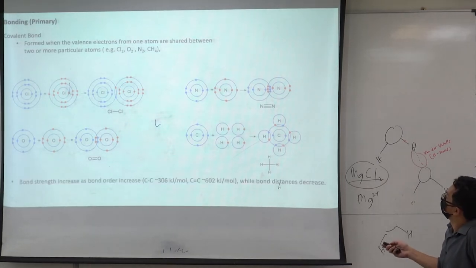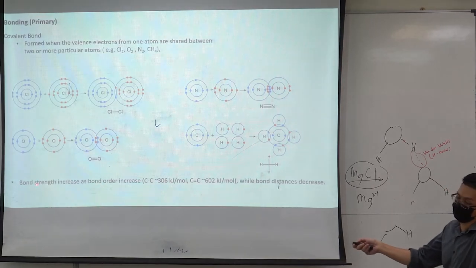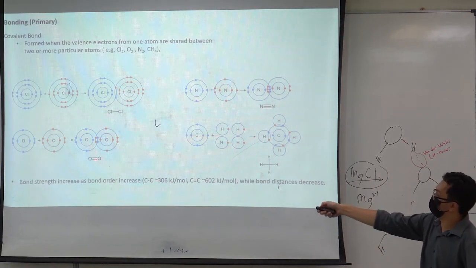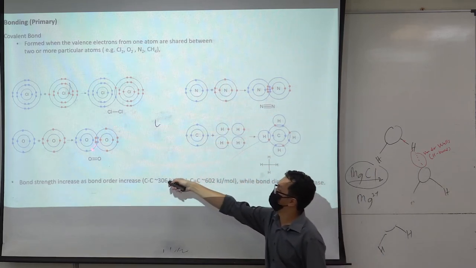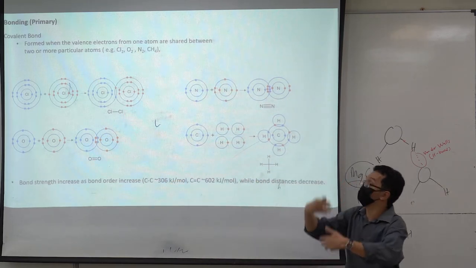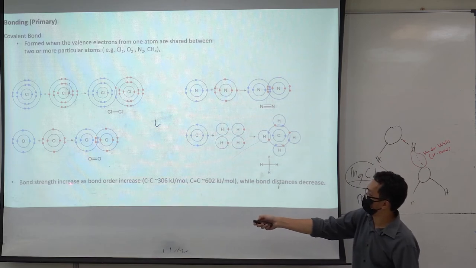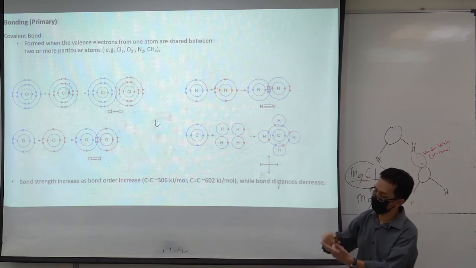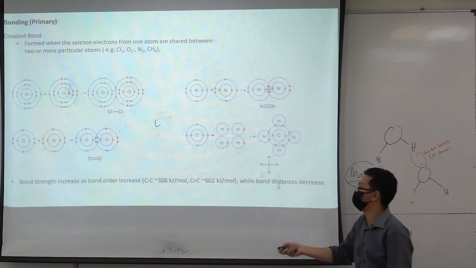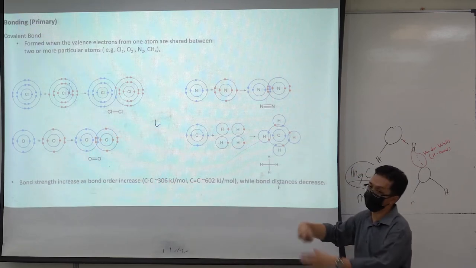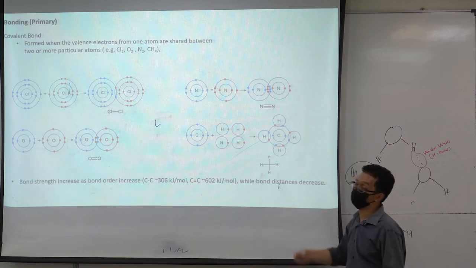Okay, what else? So the bond strength, you see here, they are single, double, triple. The strength increases as the bond order increases, meaning that a single bond needs roughly 300 kilojoule per mole in order to break it. So a double bond has double, more or less, and so on.